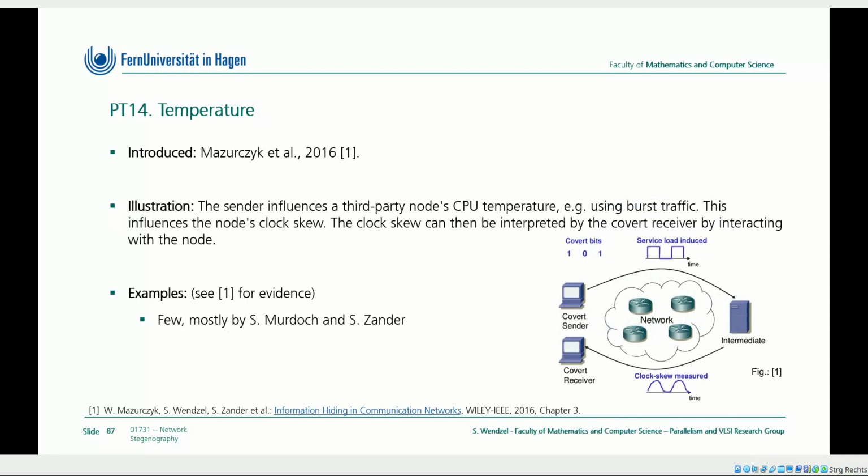Then there's the temperature pattern, which is actually considerable as an indirect pattern, and it's one of the most rarely used patterns. So a covert sender influences some intermediate node's clock skew, which is then inferred by a covert receiver. So this is not a pattern that is using a direct communication, because you need to influence some intermediate node in any case, or an intermediate component that might reside on the covert receiver, but it needs to be influenced.